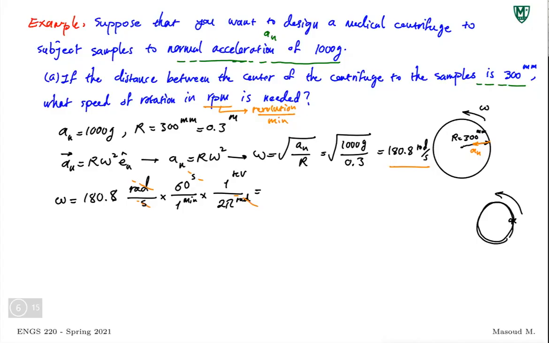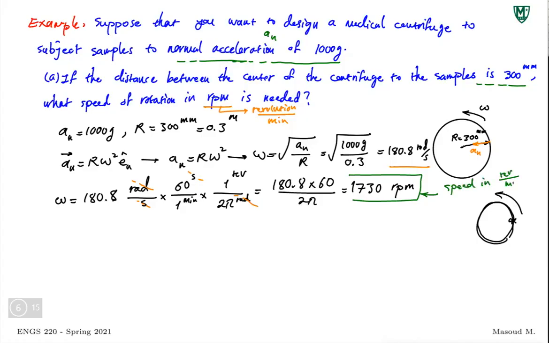So 180.8 times 60 divided by 2 pi. Whatever comes out of this, that would be your revolution per minute. That number will be 1730, and I just write it as RPM, revolution per minute. This is what we were asked to find. This is speed in revolution per minute.